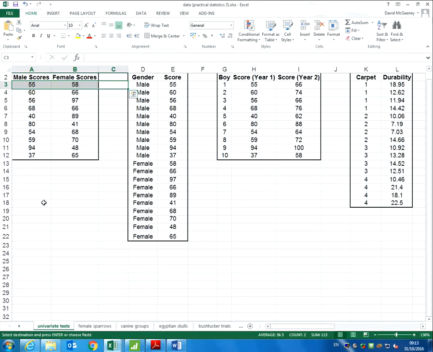Remember that with these tests, we have independent variables and dependent variables. So what's a factor? Is it a dependent variable or an independent variable? Can anyone remember?